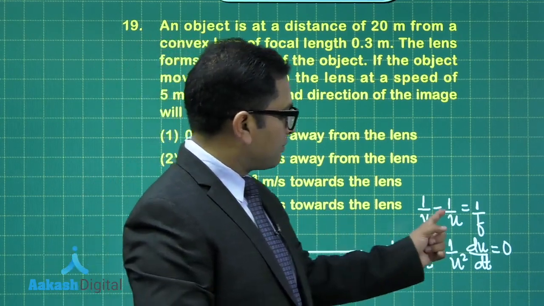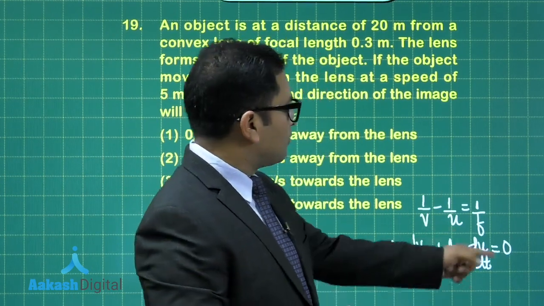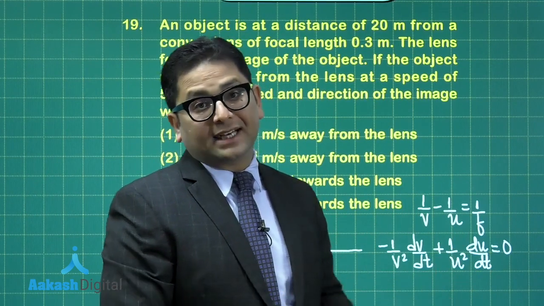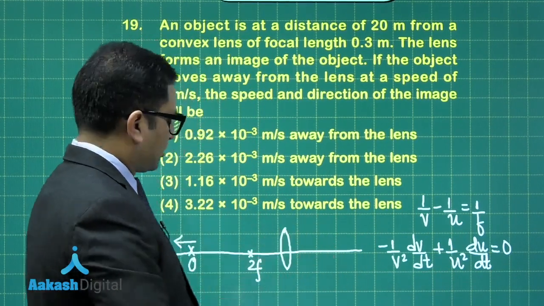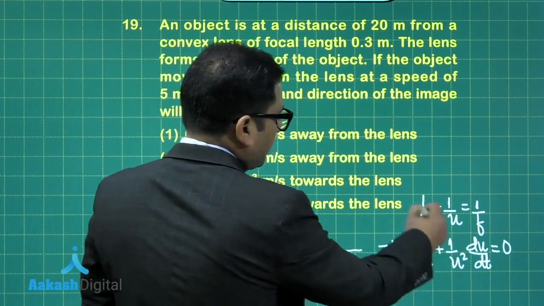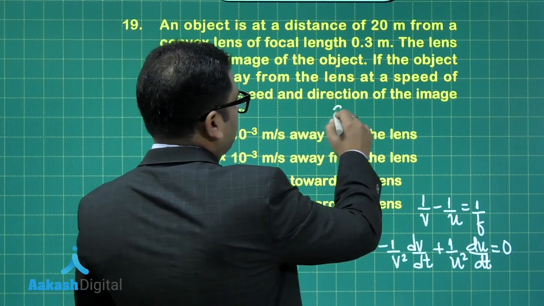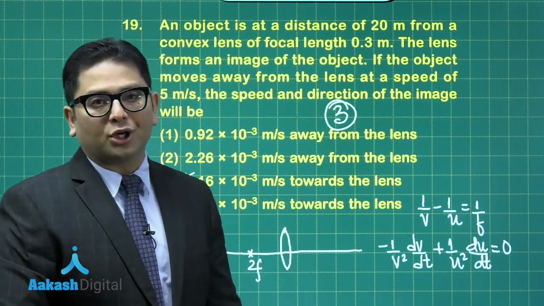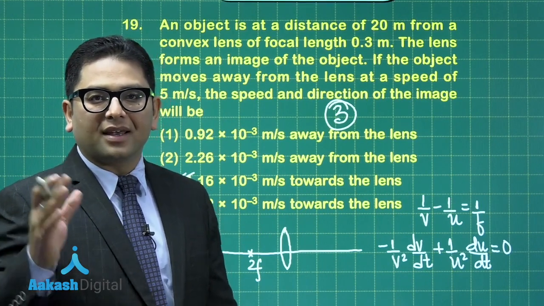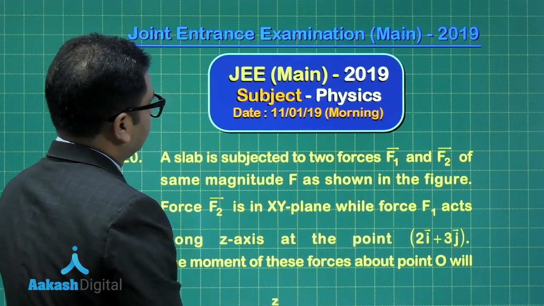Okay, you can do that by putting here u as minus 20, f as plus 0.3, and du by dt, the object speed that has been given as 5 meter per second. So you do all this calculation, this unknown part dv by dt will match with option number 3, and that stands out to be the correct option for question number 19. Fine then, now it's time to move to question number 20.